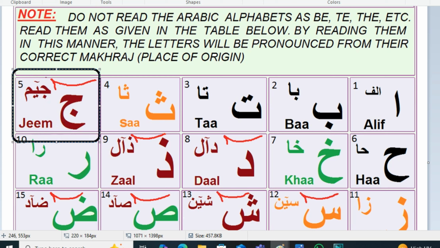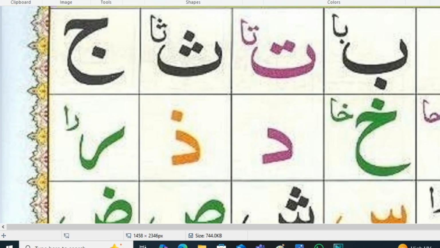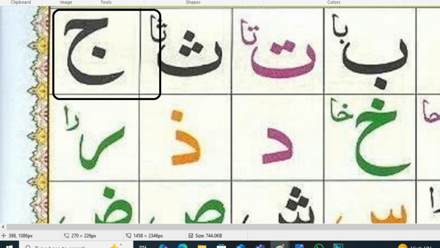Now please read one more time. Alif. Ba. Ta. Sa. Jeem. Okay, so now we do practice. We read the line number first, from Alif to Jeem on the previous page, which had names. Now there is no name available on this page.